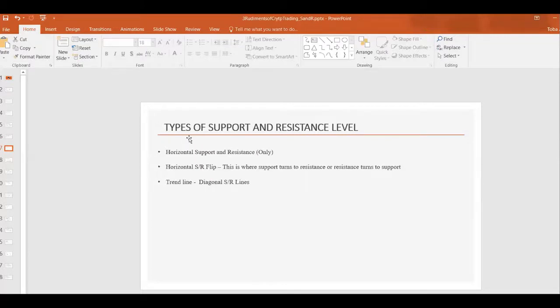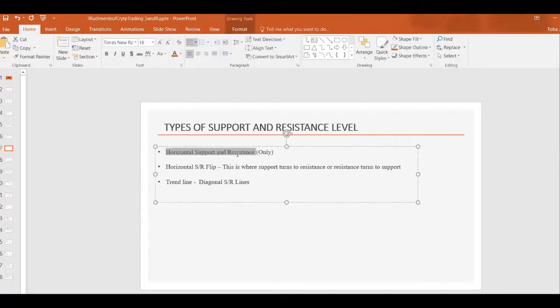So let's quickly look at the types of support and resistance line. We have horizontal support and resistance line only. Then we also have horizontal support and resistance flip. This is where a support line turns to a resistance line, and a resistance line turns to a support line. Then later we're going to look at trend lines. Trend lines are like diagonal support and resistance.